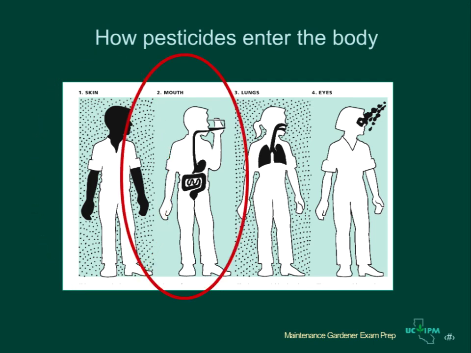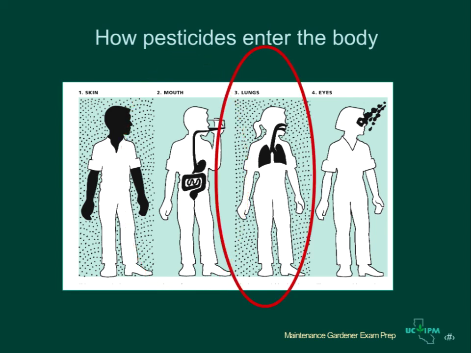Pesticides may get into your mouth by splashing. You may also accidentally take in pesticides if you touch your mouth with your gloves. People may also eat contaminated food or liquid. Children or others may accidentally drink pesticides.